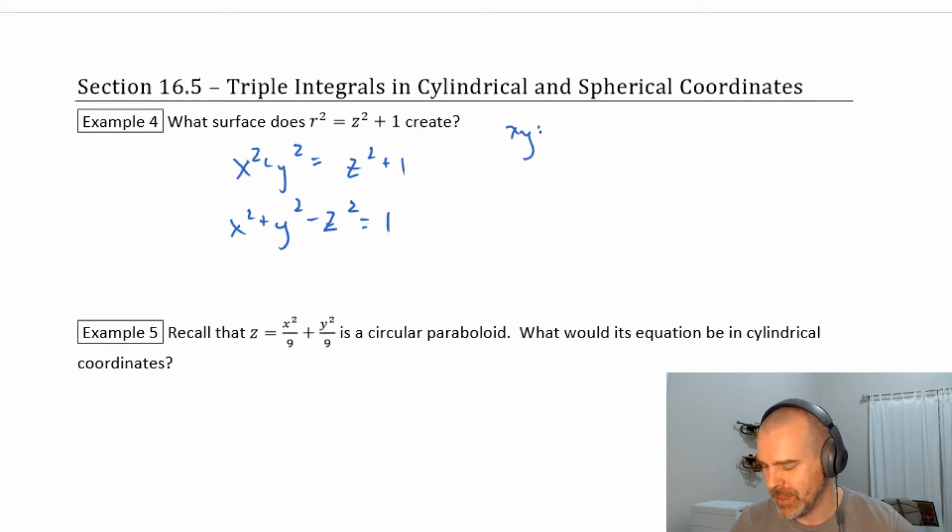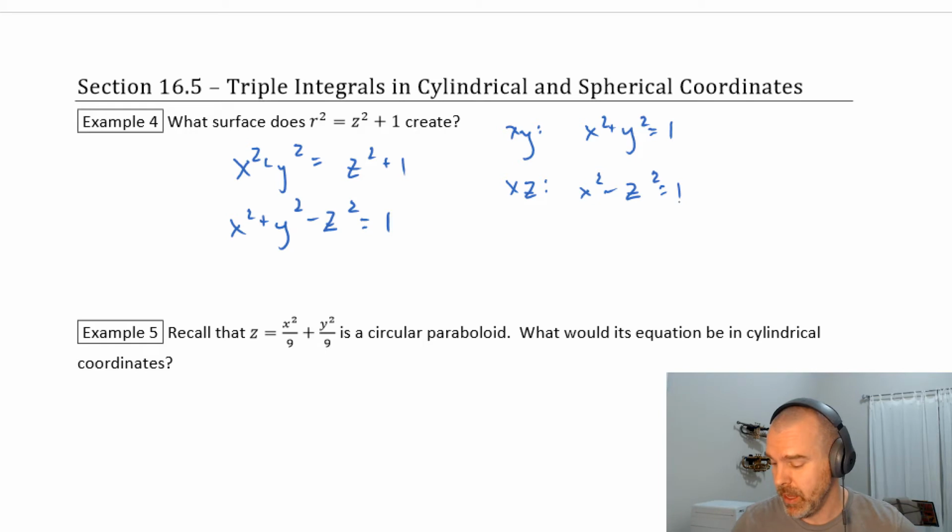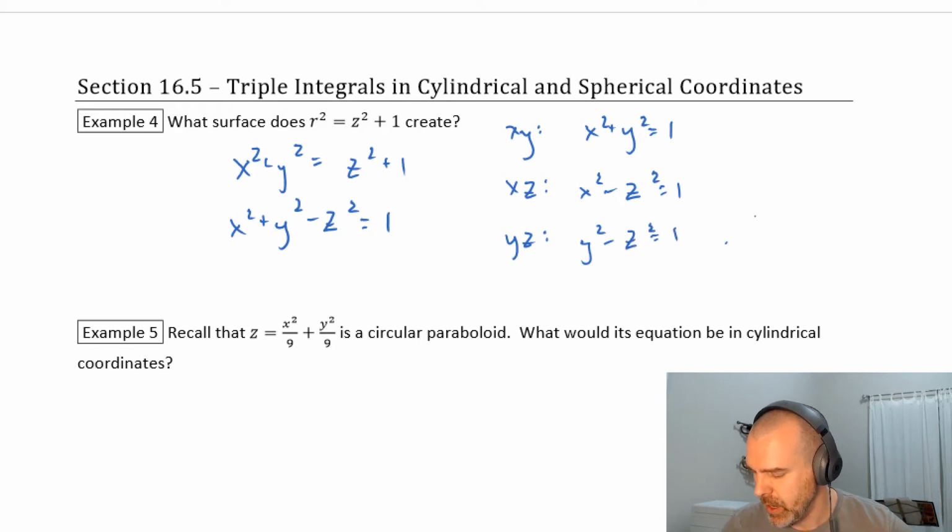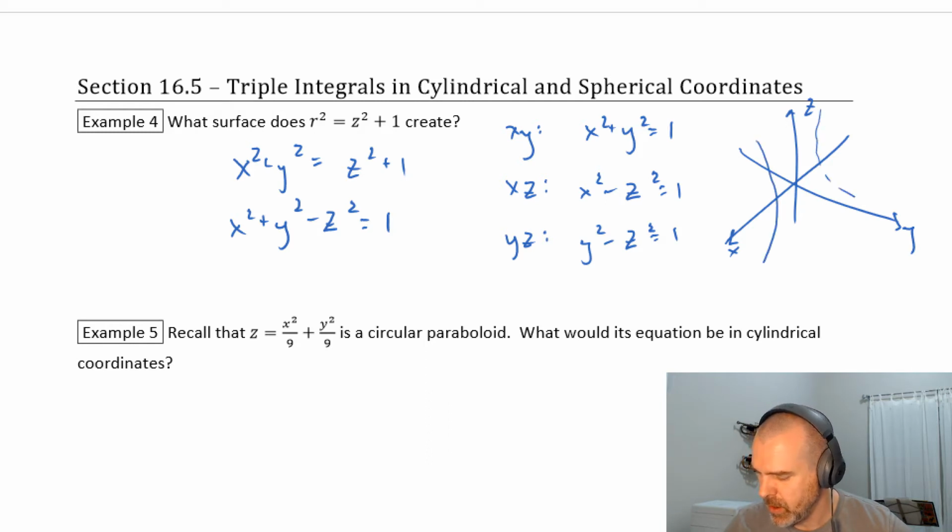So the xy trace when z is 0, that's a circle, x squared plus y squared equals 1. Let's do the xz trace when y is 0. That's x squared minus z squared equals 1. That's a hyperbola. And then the yz trace, when x is 0, is also that same hyperbola. So this one is a hyperboloid, x, y, z, and it's hyperbolas here, and it's a circle in the xy plane, and then a hyperbola over here.